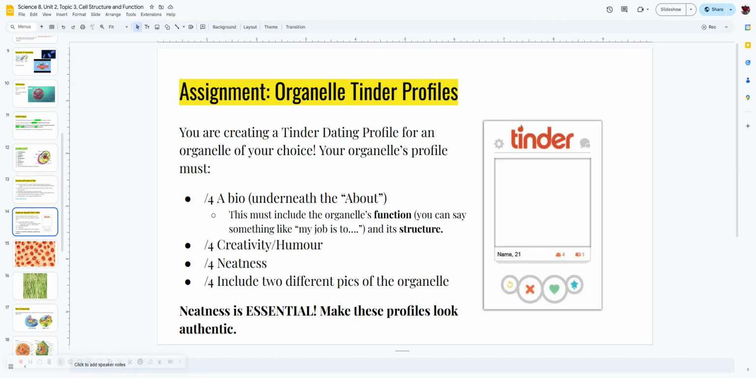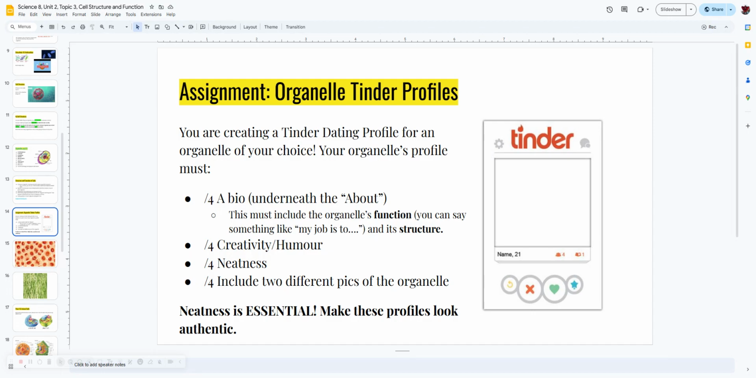The next assignment you're going to do is a Tinder profile. I don't know if you remember Tinder or not, but it was a dating app that was all the rage 5 or 6 or a million years ago. On a Tinder profile, a person would put a picture of themselves, write a bio, and hope to get a date or whatever out of it.